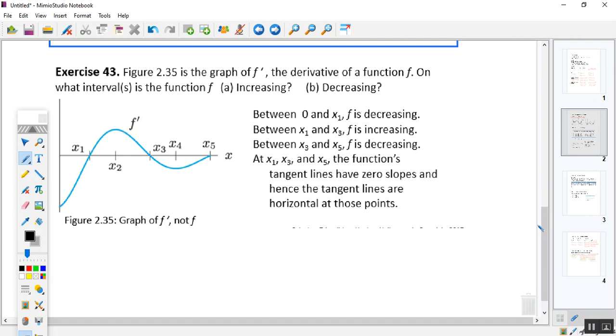Valley. It went from decreasing values to increasing values. So it'd be a valley down there, right? Okay. Now, between x1 and x3, is the graph increasing or decreasing?